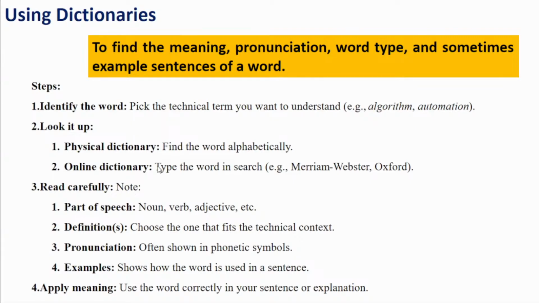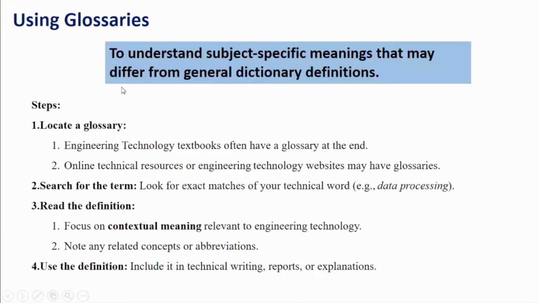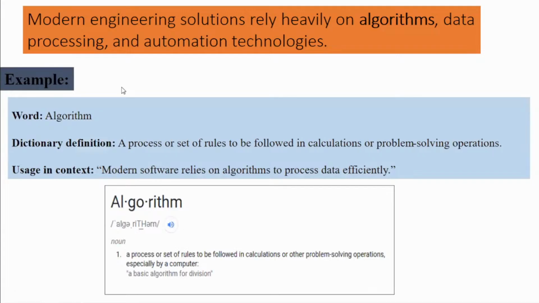And so here you can see this is the sentence I have taken. Modern engineering solutions rely heavily on algorithms, data processing, and automation technologies. So I just took a single word, right? So you might find many difficult words in a sentence. You can go through each and every one. But what I found here is algorithms, right?